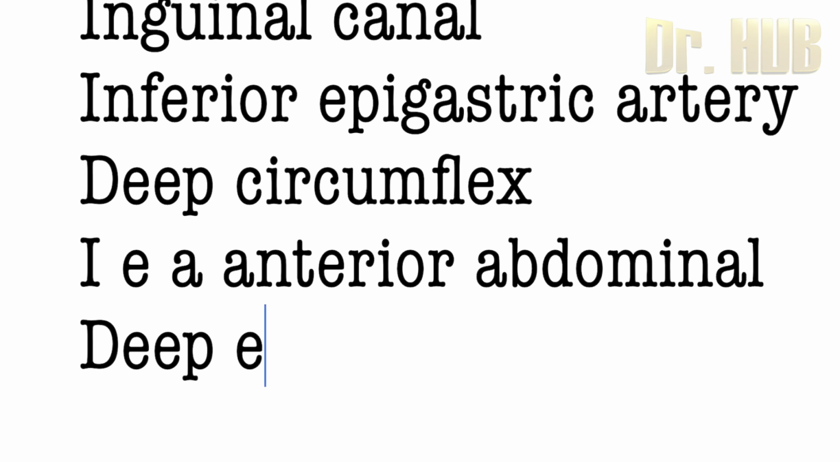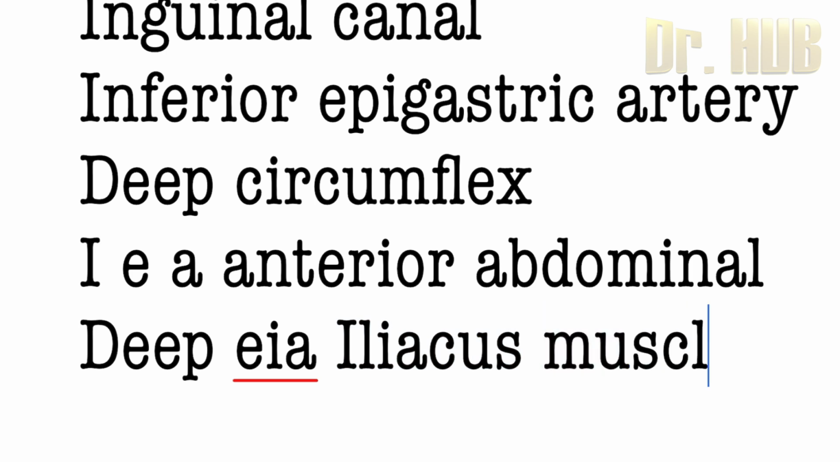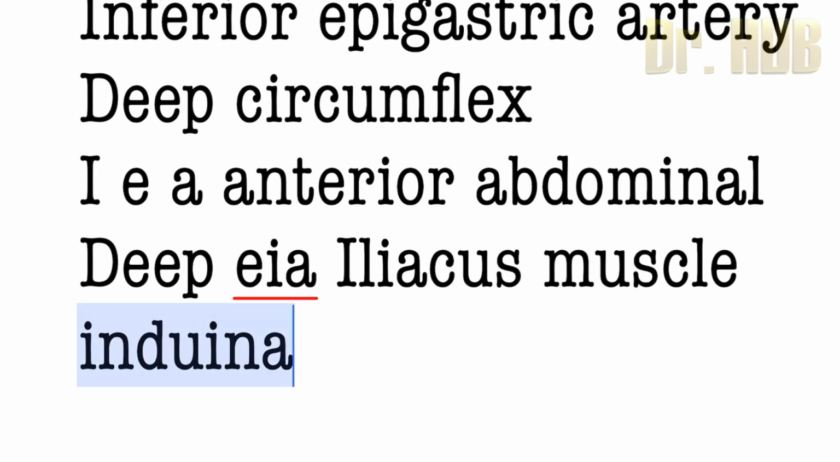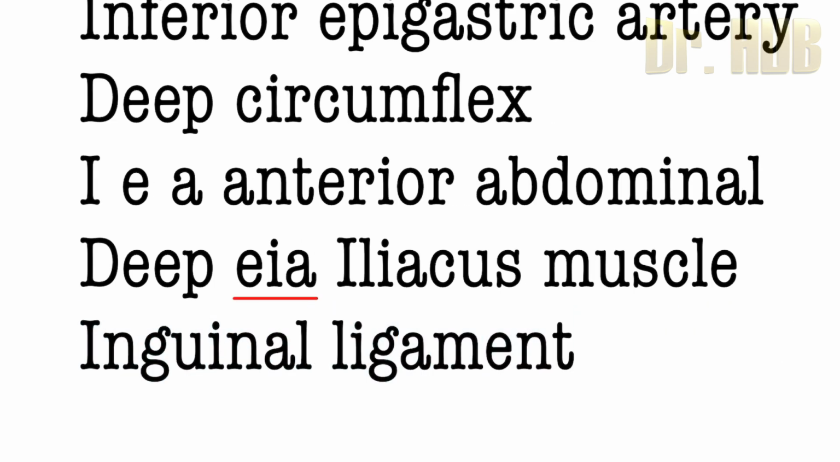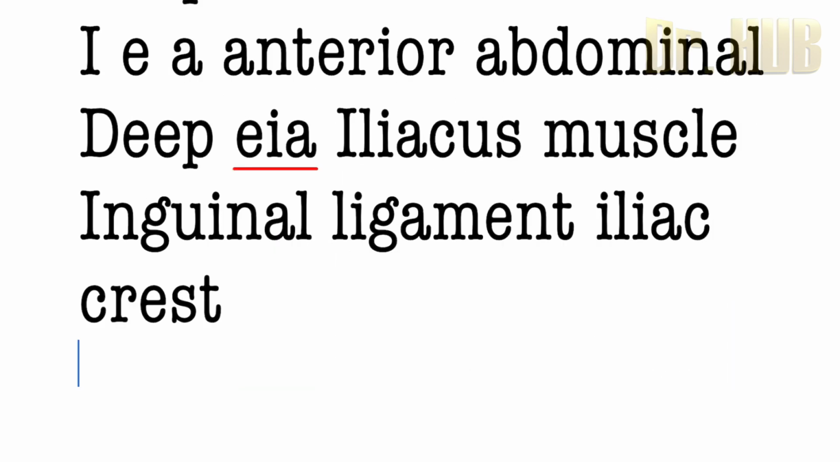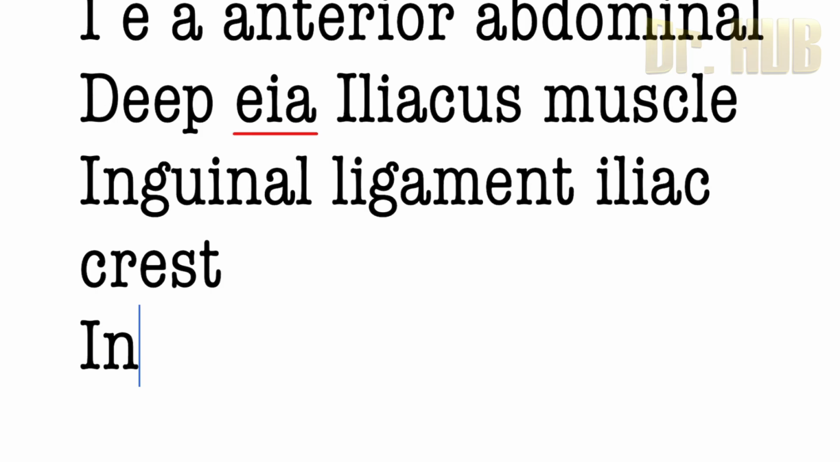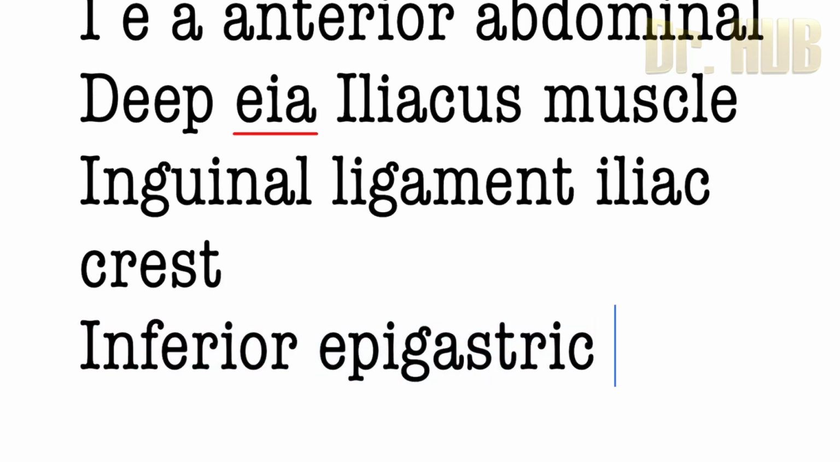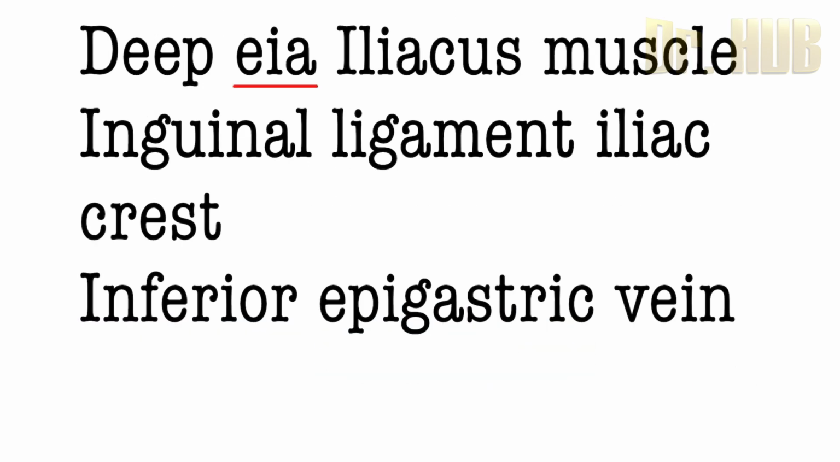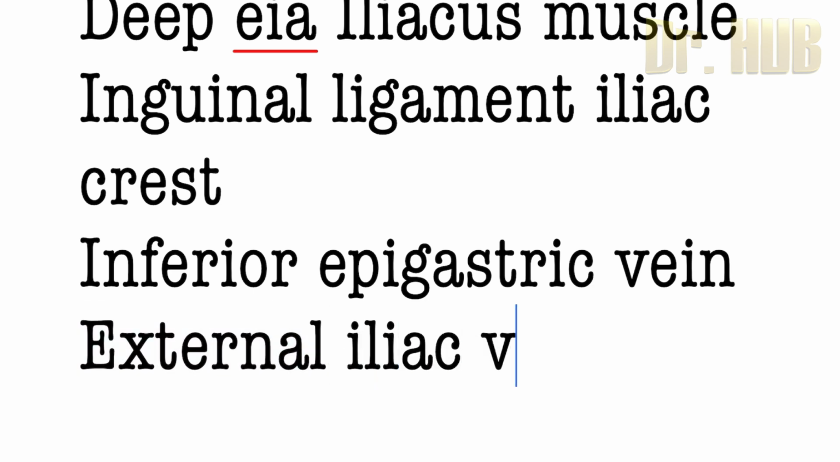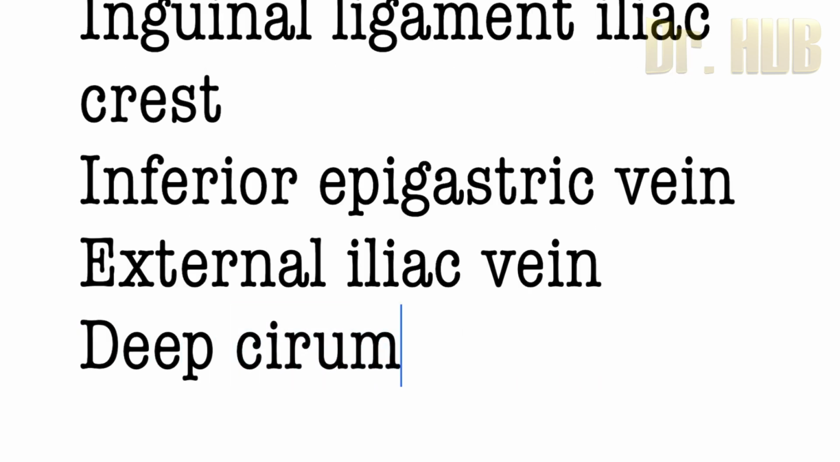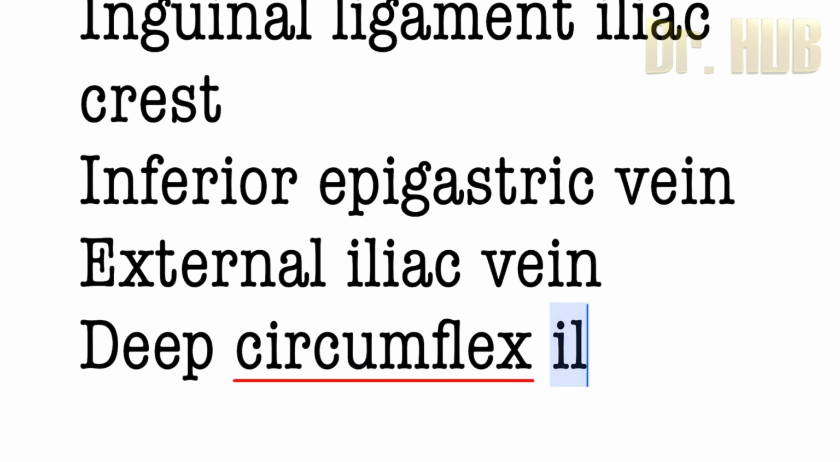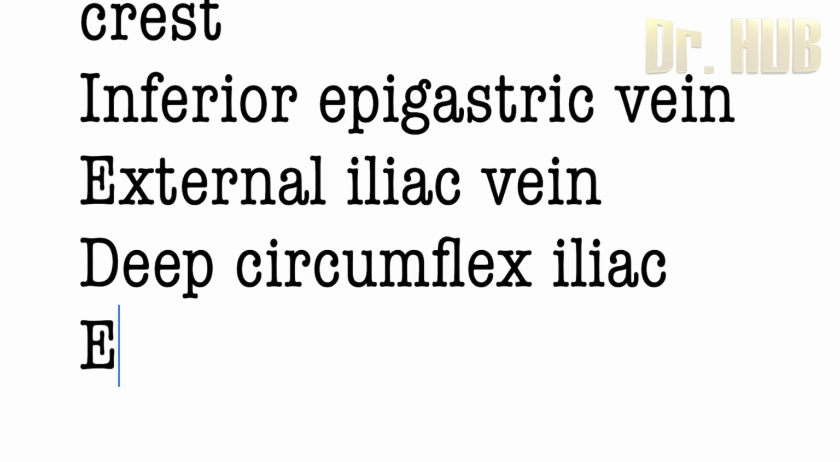It arises from the external iliac artery and it supplies the iliacus muscle, the inguinal ligament and also the iliac crest. Now what are the veins? The veins of the inguinal canal contents include the inferior epigastric vein, and it drains into the external iliac vein. Next comes the deep circumflex iliac vein, which also drains into the external iliac vein.